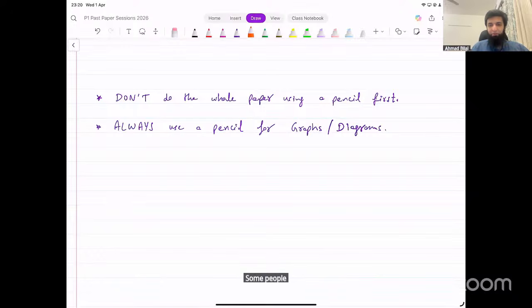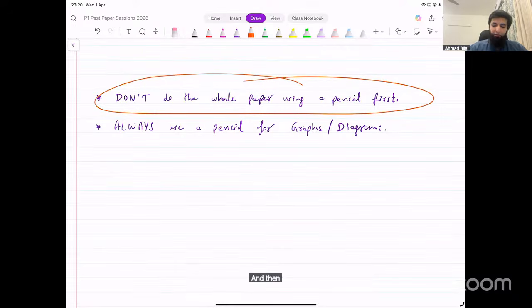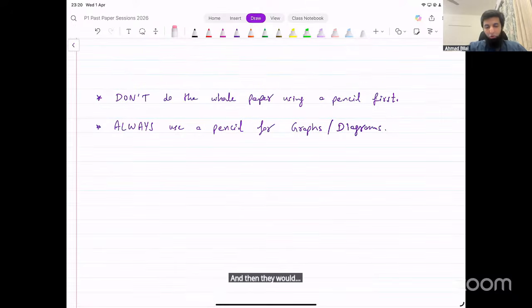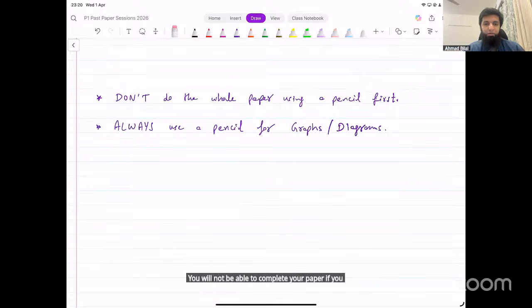Some people have this habit that they would do the whole paper using a pencil first of all, and then they would overwrite that with a pen and then they will try to erase the pencil. You will not be able to complete your paper if you do it like this. Please don't do it.